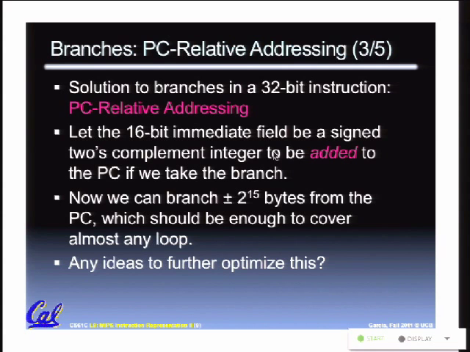So here's an example of branching. We're trying to do a loop here. We're going to just keep following this loop as long as the condition is true, and at the end of each iteration, we just jump back to the beginning of the loop.